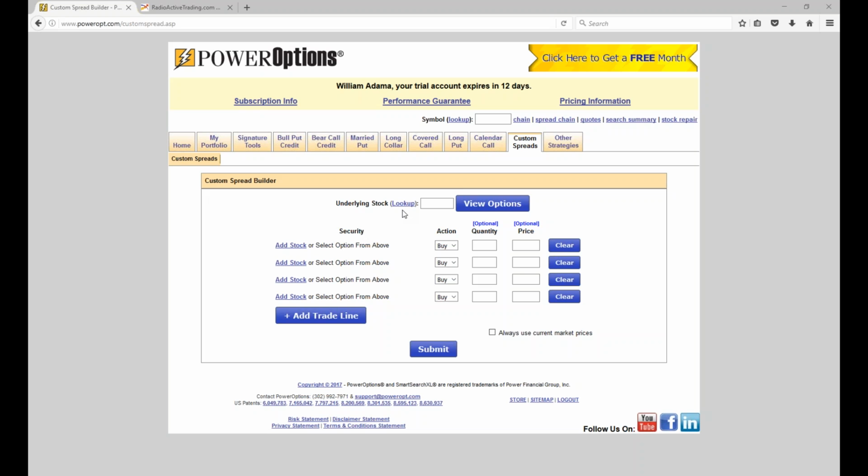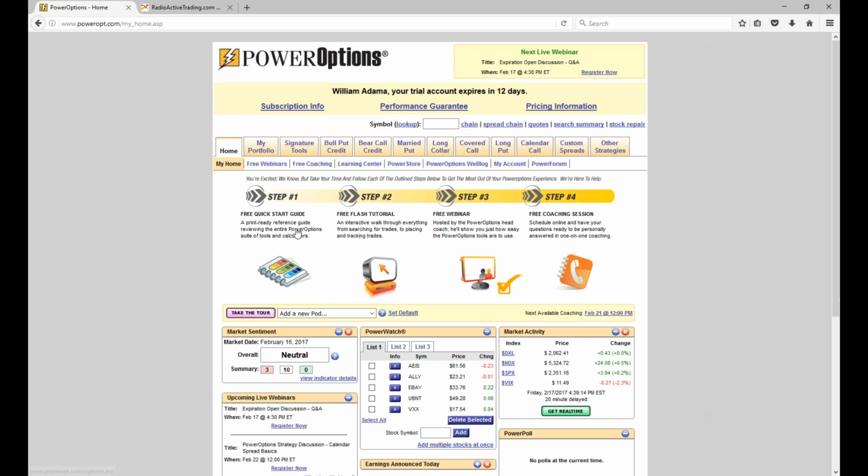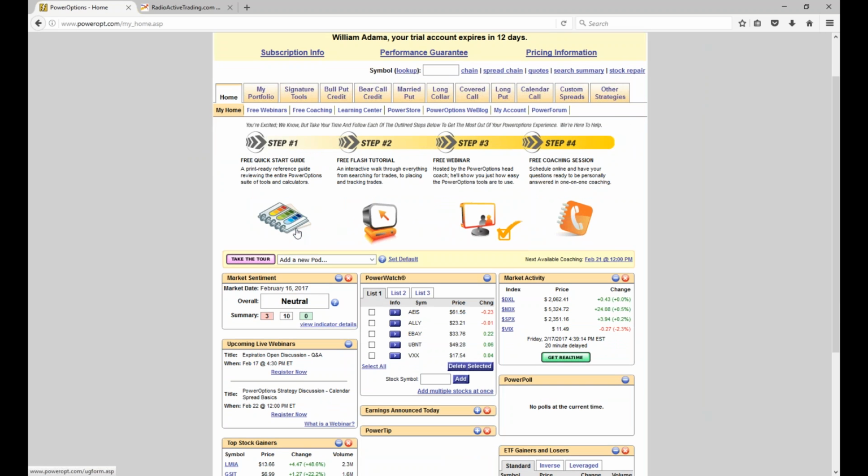So let's go ahead and take a look here. I just want to take a look at something. I know things have been moving. AEIS, no, it's not a good one. I'm sorry, that's not really a good one. Maybe eBay is a good one. Okay, I'll use eBay real quick.